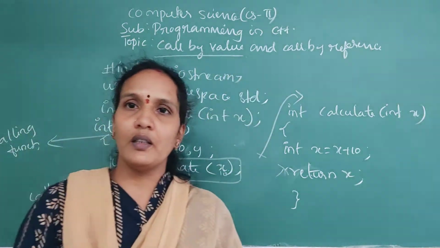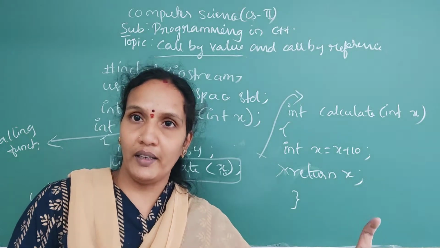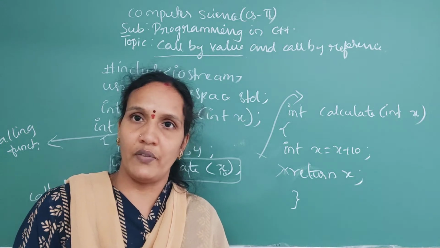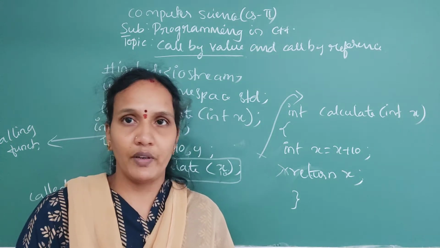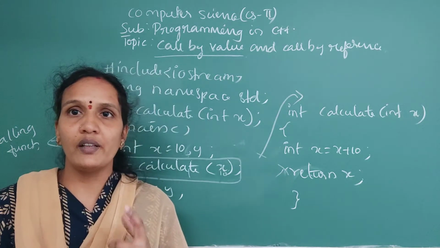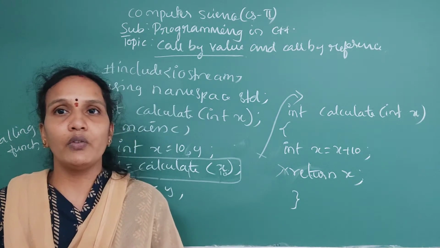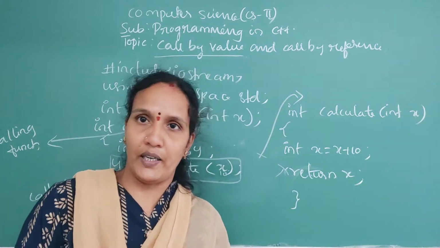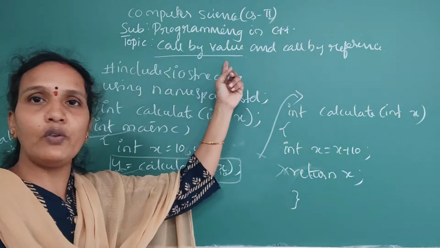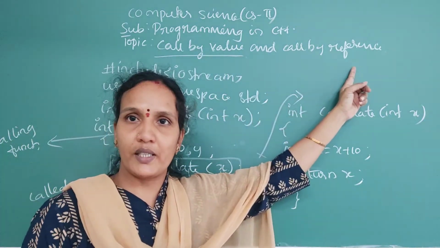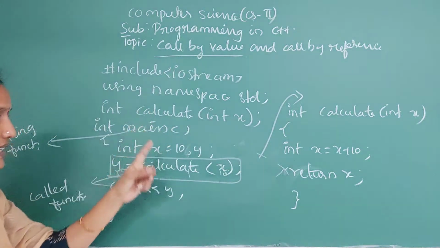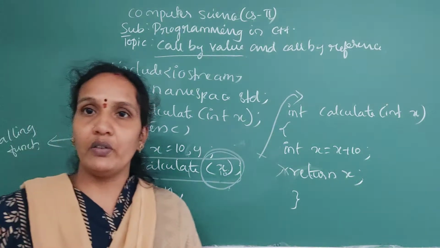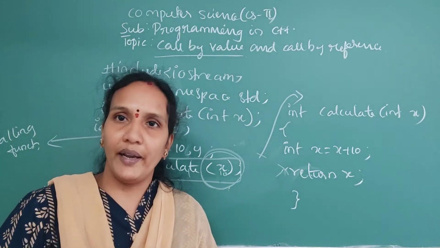Okay, so when the main function calls the user-defined function, only then will the user-defined function be executed. There are different methods of calling a user-defined function also. One is call by value, and the second is call by reference. When the main function is calling a user-defined function by passing the value, that method is called call by value.